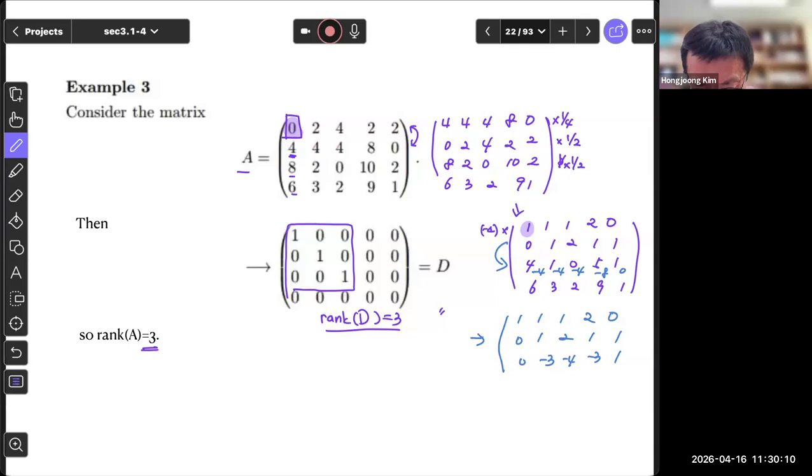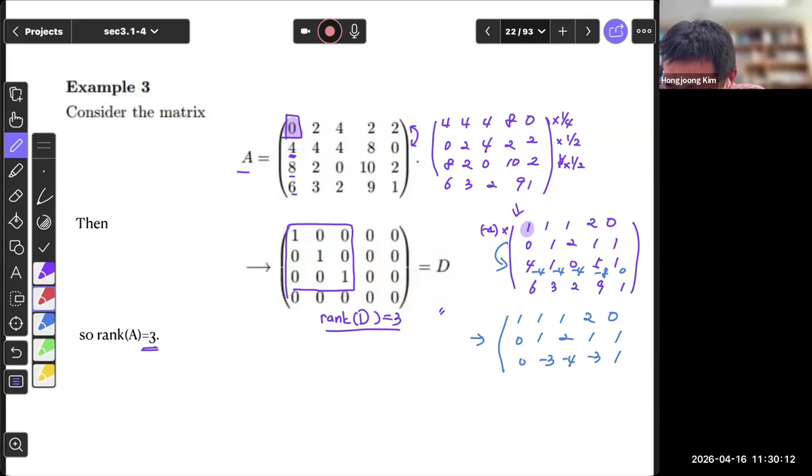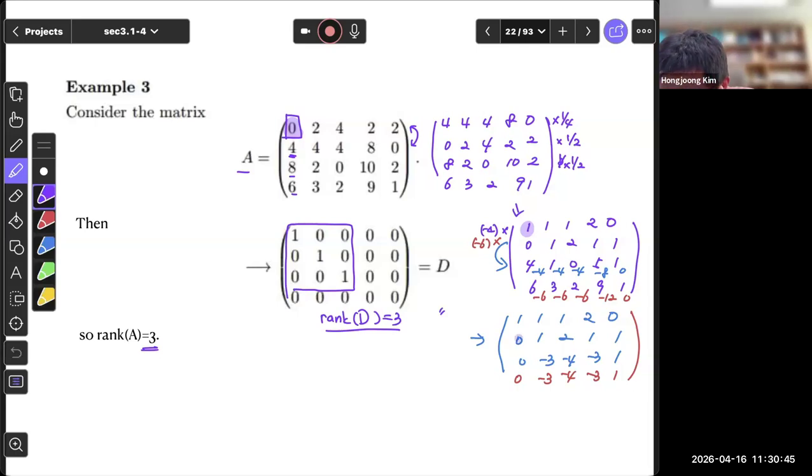So what if I multiply -6 to the first row? Then you get -6, -6, -6, -12, and 0. So if I add these numbers to the fourth row, you get 0, -3, -4, -3, and 1. Now, when I look at the first column entries, I have 1 and zeros.